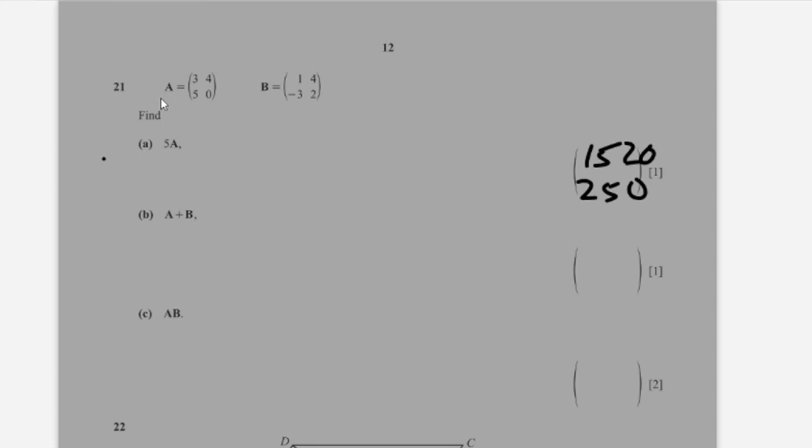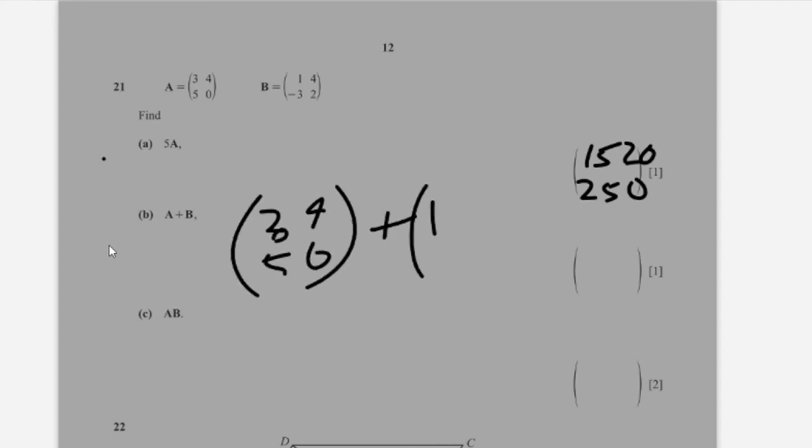B, A plus B, so we add all of the values over here. So we have 3 4 5 0 plus 1 4 negative 3 and 2. So we end up with 3 plus 1, which is 4, 4 plus 4, which is 8, 5 minus 3, which is 2, 0 plus 2, which is 2.